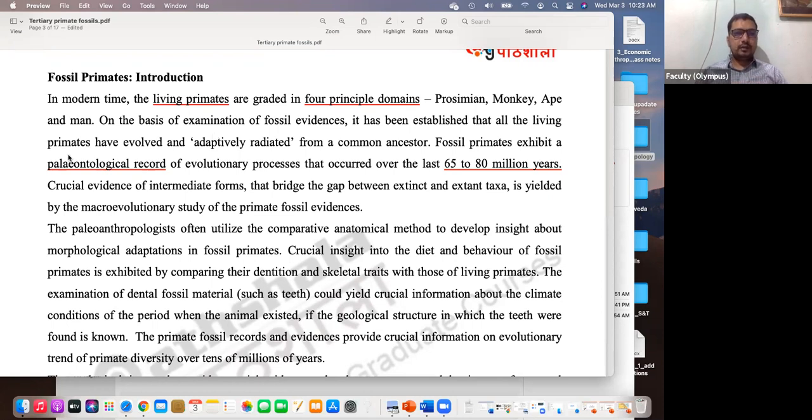Okay, and most of the paleontological record, so the fossil evidences that we have today related to evolutionary processes, occurred in 65 to 80 million years. What era is 65 to 80 million approximately? In what era are we talking about? The Cenozoic era, beginning 65 million, and approximately about 80 million years before that to 65. This is where we started seeing the records of primates.